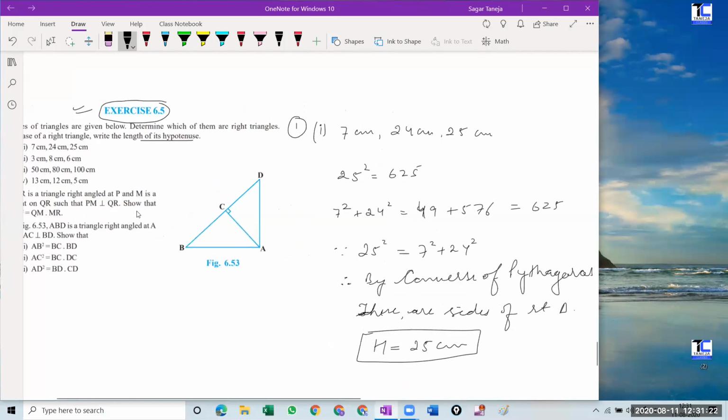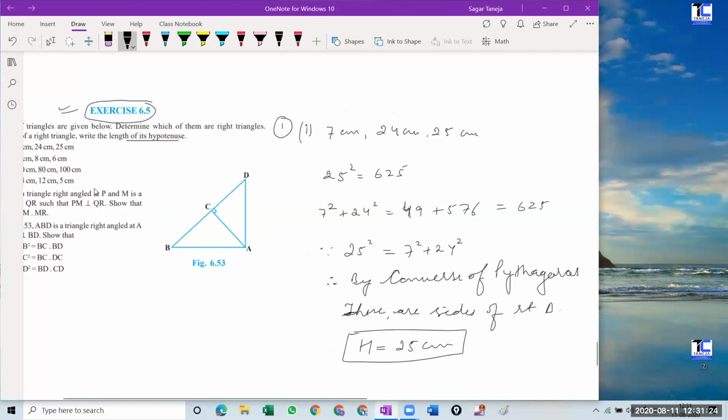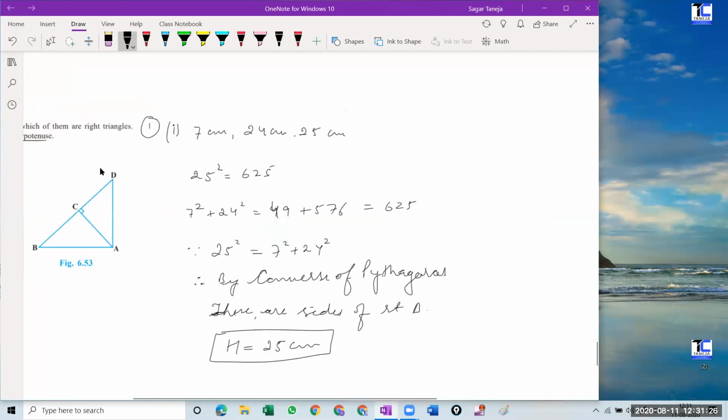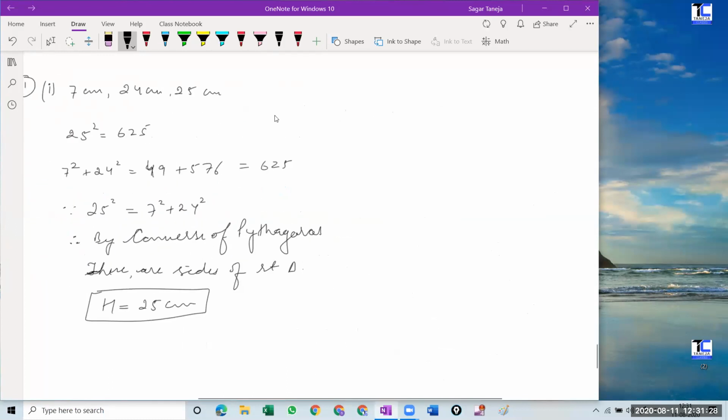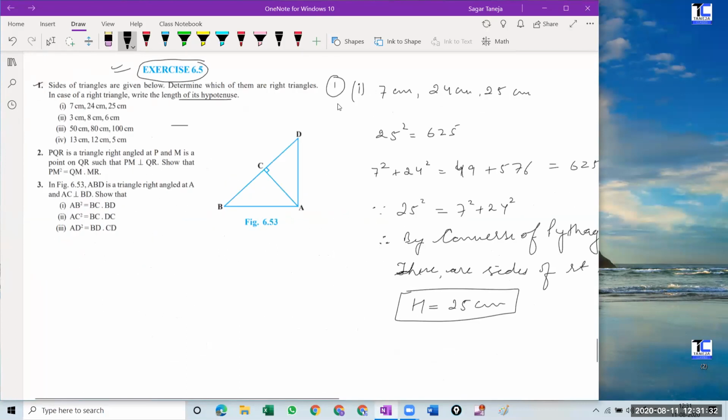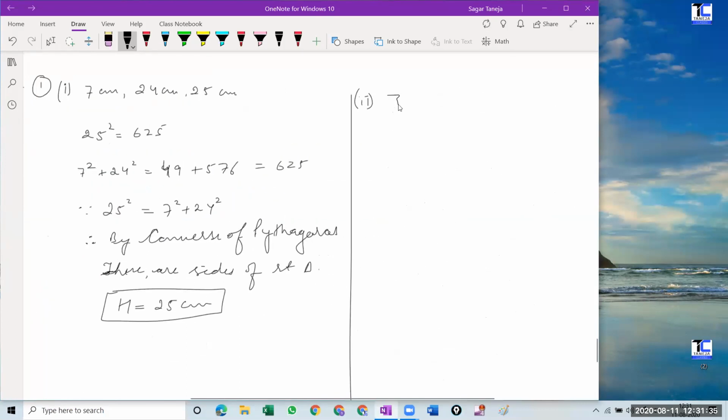This way we can do all these parts. So let us do one more part. It is 3, 8, and 6. I'm doing only 2 parts of this. As you can check, it is 3, 8, and 6. So 3 centimeter, 8 centimeter, and 6 centimeter.